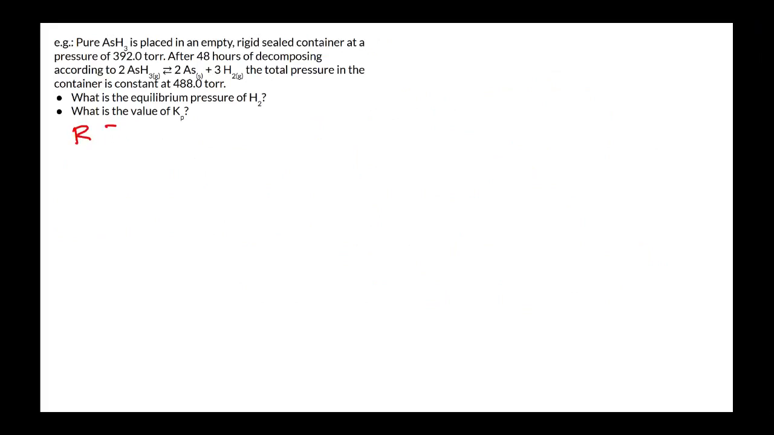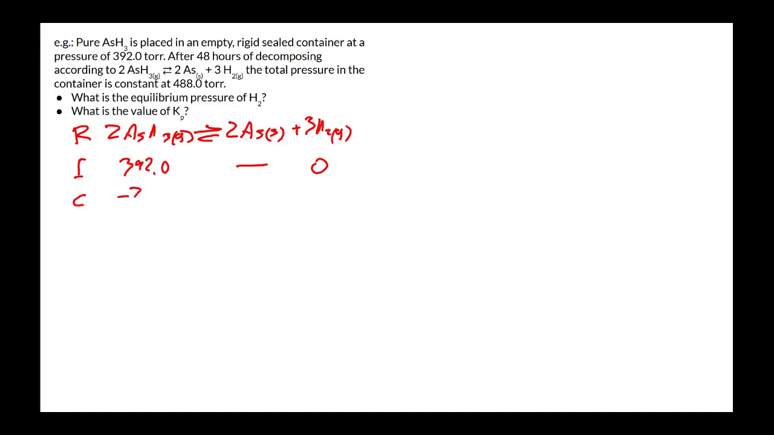The reaction, 2AsH3, gaseous, is in equilibrium with 2As, which is a solid, and that's important to know because it's not going to be in our equilibrium expression, plus 3H2 gas. Initial, we have 392 torr pressure of AsH3. This solid doesn't exert any pressure. We don't have any hydrogen until the reaction starts happening.